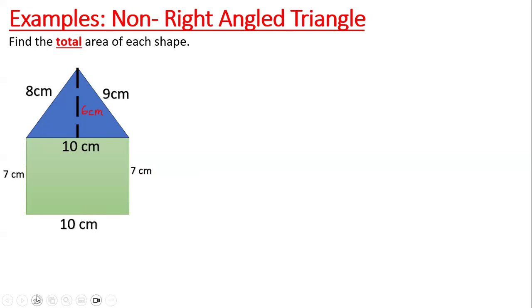Okay, so I need you to calculate this and put your answers inside the chat if you think you already know how to do it. And we're going to do it together. So write this down inside your book as well.